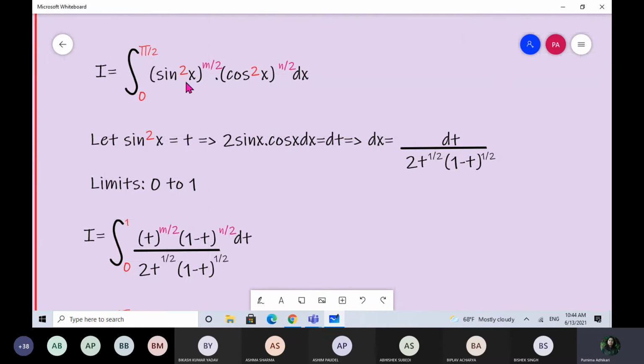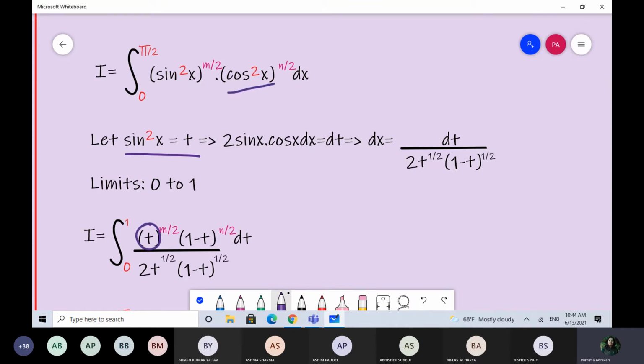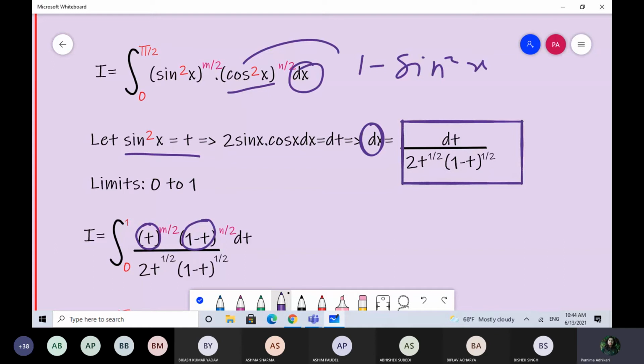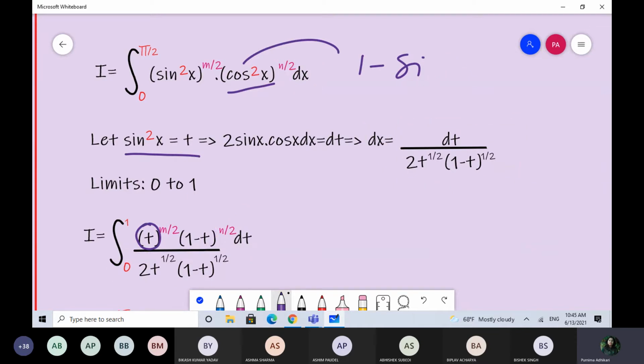What comes in place of sine square x? Sine square x is equal to t. And what is cos square x? Cos square x is 1 minus sine square x, so it means 1 minus t. And what is dx? Your dx is dt divided by the whole of this. So we have copied it here. It is your dx. So clear till here?